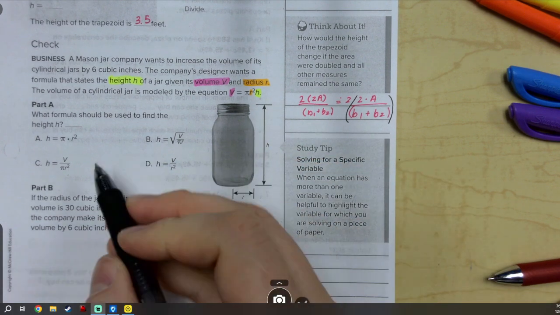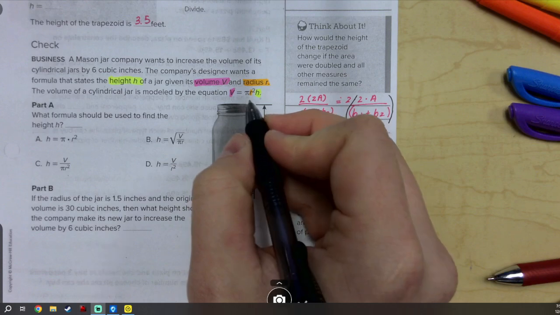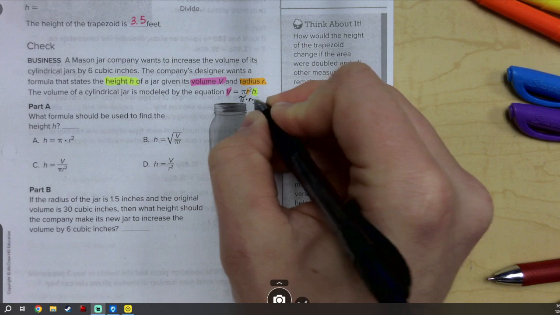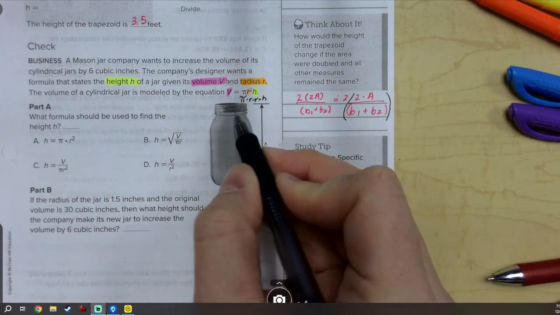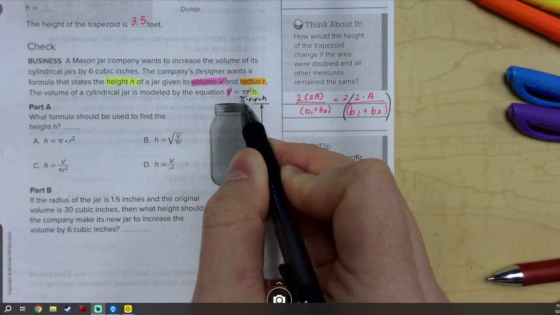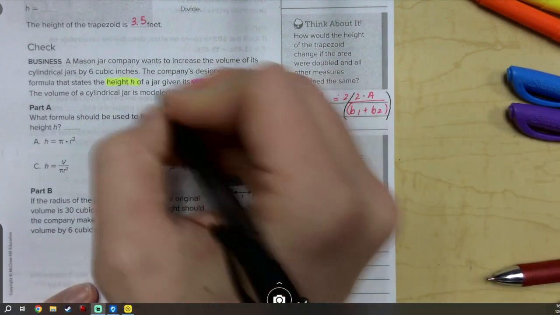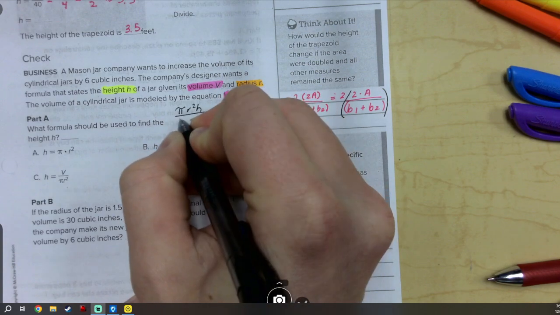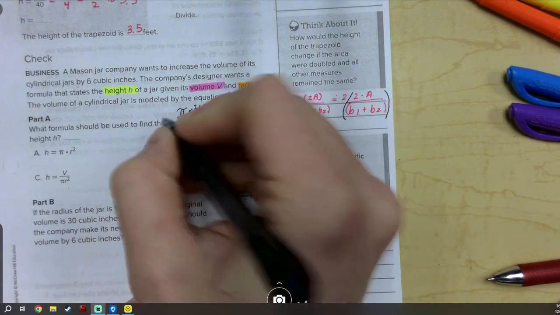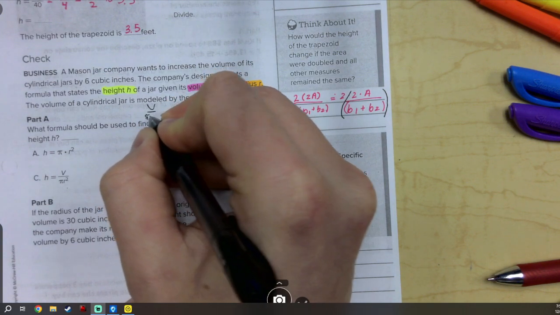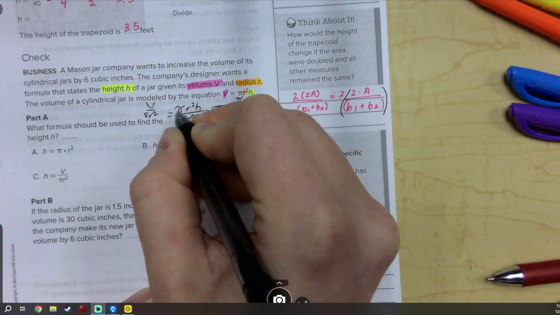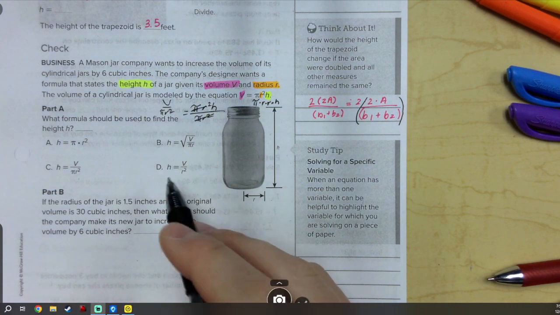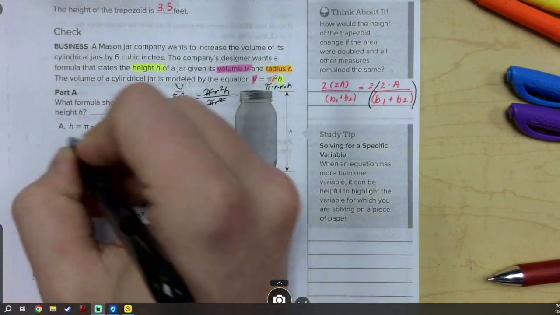All right. What formula will we use to find h? Well, this is all multiplied right here. This is the same as saying pi times r times r times h. So we can just divide out pi r squared. So we are going to have pi r squared h divided by pi r squared. Cancel, cancel. So we should have h equals the volume divided by pi r squared. Volume divided by pi r squared.